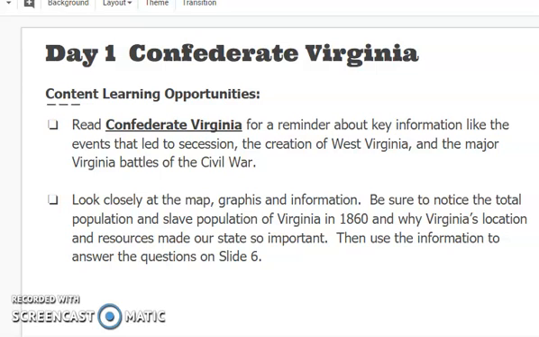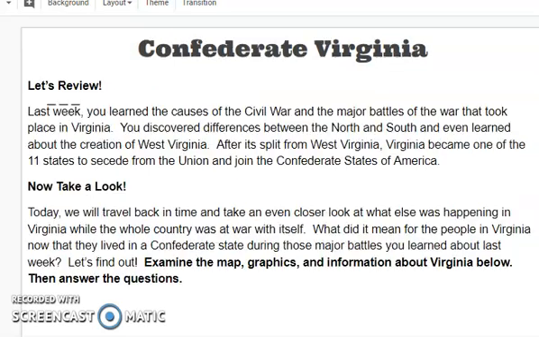So on day 1, we talked about Confederate Virginia. The learning opportunities for the day are to read Confederate Virginia for a reminder about key information like the events that led to secession, the creation of West Virginia, and the major Virginia battles of the Civil War. Look closely at the map, the graphics, and the information. Be sure to notice the total population and slave population of Virginia in 1860 and why Virginia's location and resources made our state so important. We're going to then use the information to help us answer the questions on slide 6.